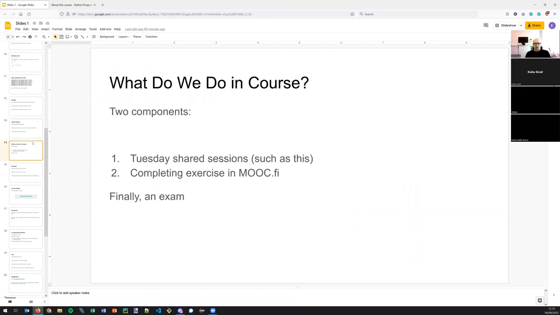So what will we do in this course? How do you complete it? There are 2 main components. There are the shared sessions, it's Tuesday at 12:15, and then the more important part is the one where you complete the exercises in MOOC.fi. I will show you it in a minute. And then at the end of the course, we have a final exam, which I will also discuss a bit later today.